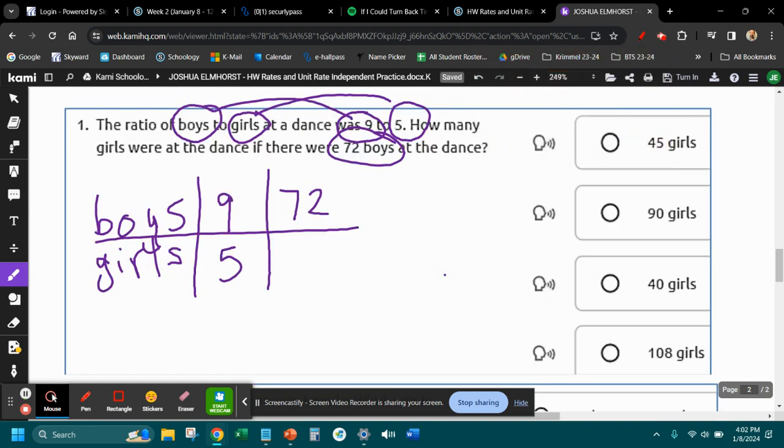Okay, once we get to the second part of the assignment, we're going to set up a ratio table or a proportion table on the back, part and total. We don't need to put the total on there because it's not asking about the total. So now we set up the ratio of boys to girls, and we use that to help us find the factor. Once you see the factor, 9 times 8 is 72, then you use the factor to solve.